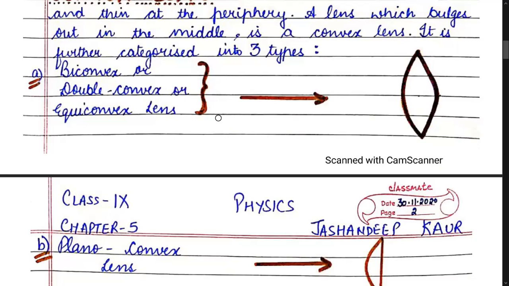So the first type of convex lens is also known as biconvex or double convex or equiconvex, which is shown in the diagram drawn on the right hand side of page number 1 of the notes sent to you on 30th November 2020. Here you can see two curved surfaces on the left and right side such that the middle part of the convex lens is thicker as compared to its peripheries.